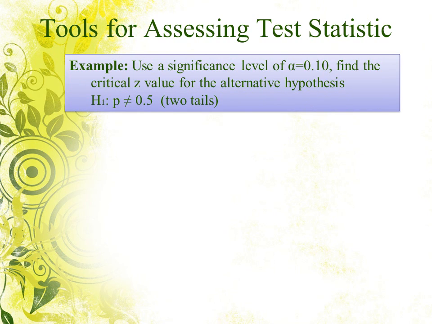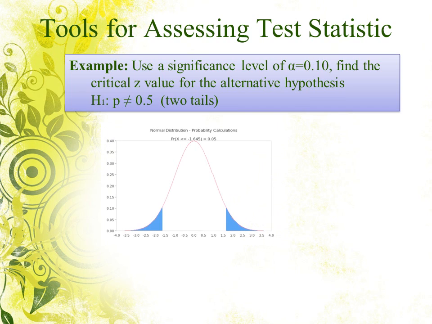Let's use a significance level of alpha equals 0.1 to find the critical z-value for the alternative hypothesis p not equal to 0.5. So here, because our alternative hypothesis is using a not equals, we know that it's a two-tailed test. So now we have to split up our significance level 0.1 into two tails, and that is we'll have 0.05 in one tail and 0.05 in the other tail.